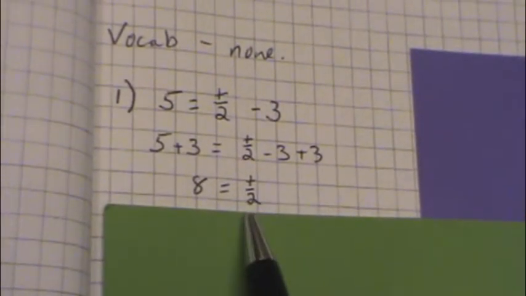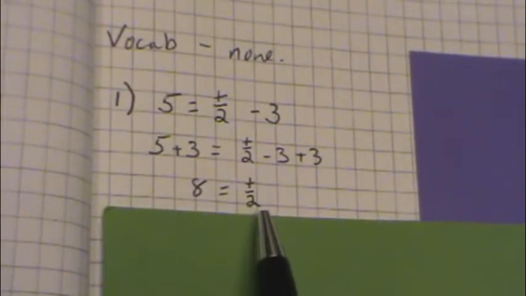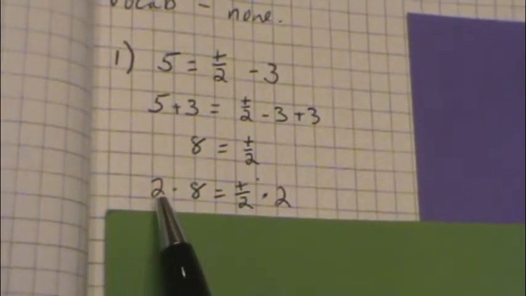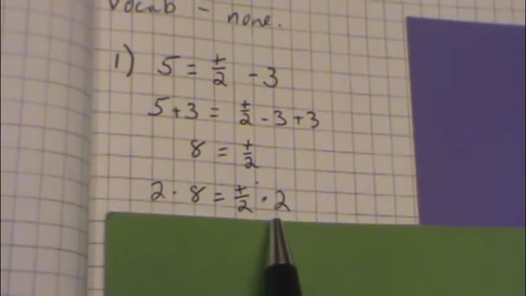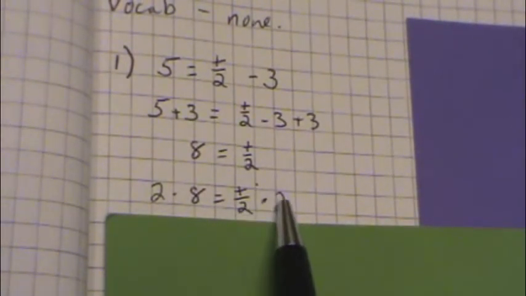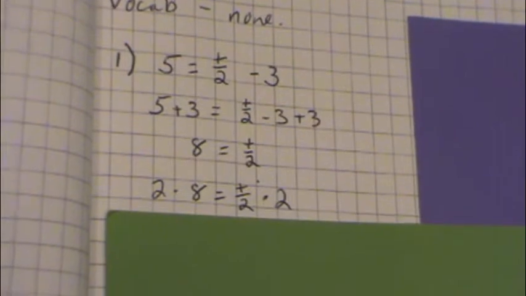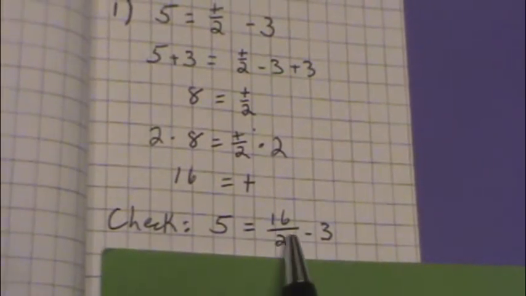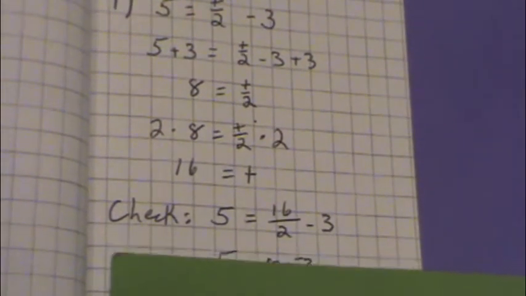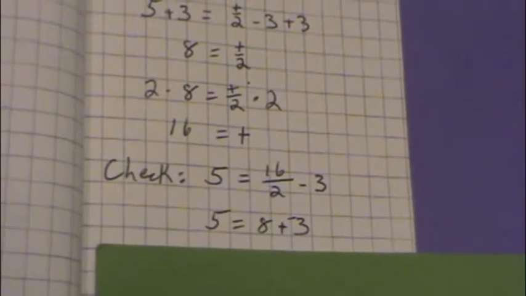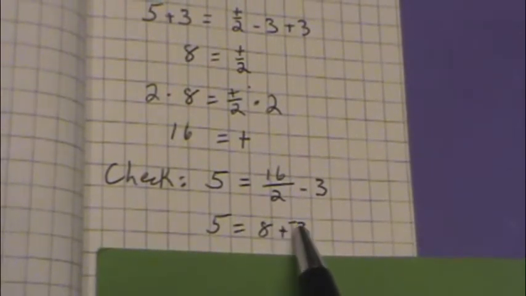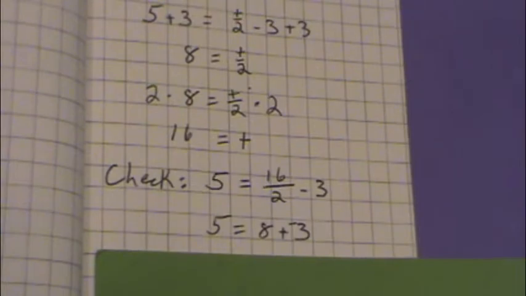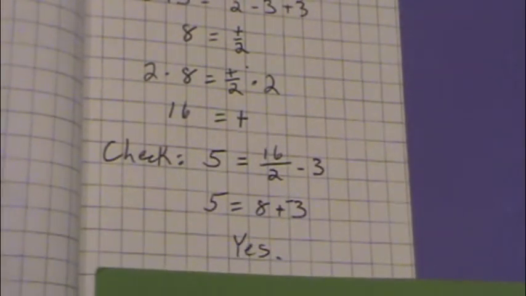Now we have to clear this fraction. How are we going to do that? We're going to multiply each side by 2. 2 times 8 equals t over 2 times 2. Those things clear out. We've isolated t, and we end up with 16 equals t. Don't forget to check. Does 5 equal 16 over 2 minus 3, which is the same thing as 5 equals 8, almost forgot my negative again, plus negative 3? Yes, it does.